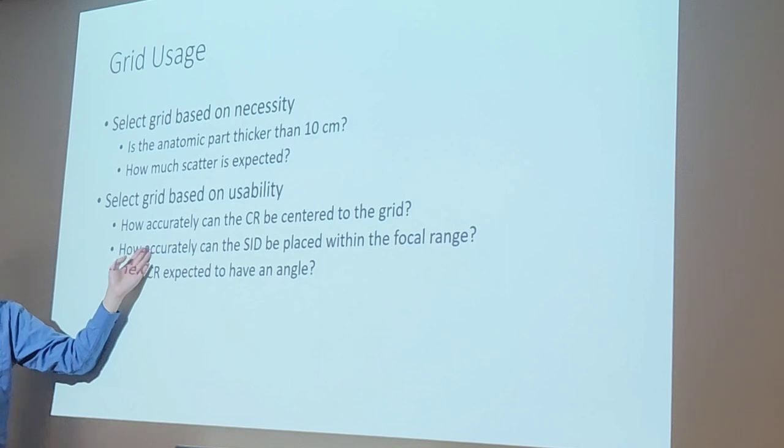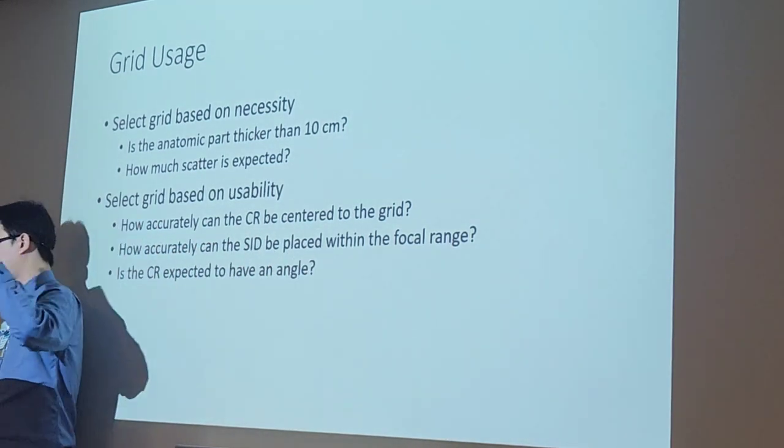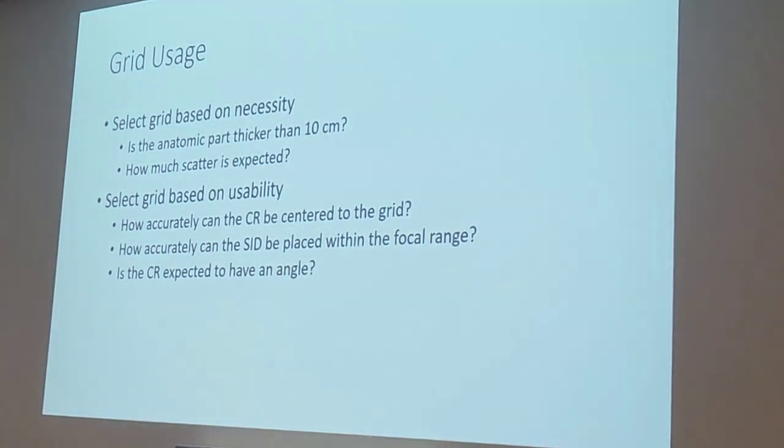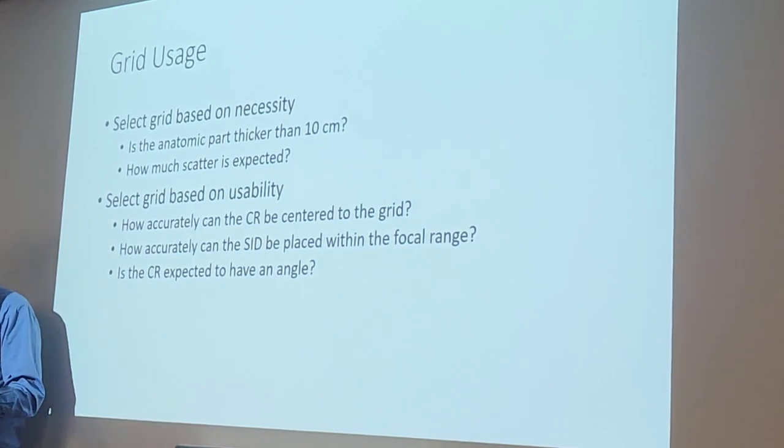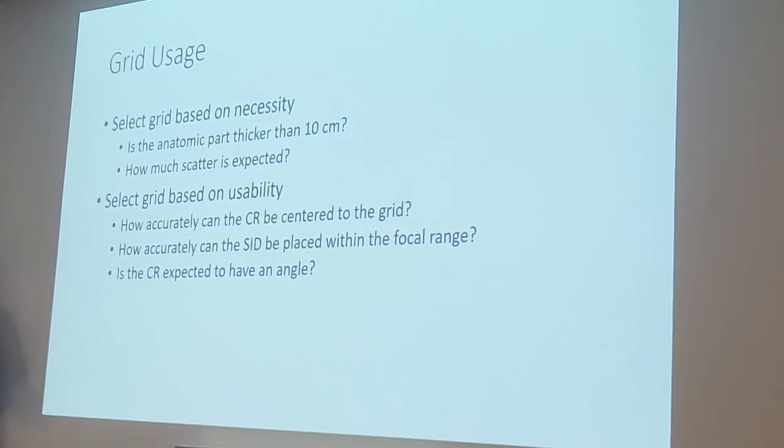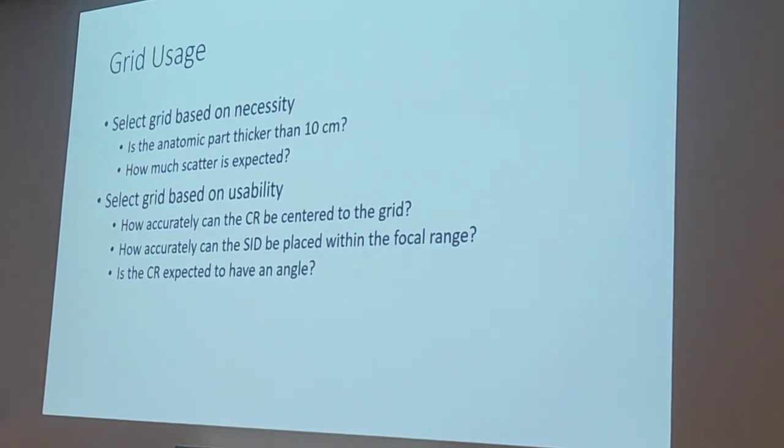How accurately can you put the SID in the focal range? If all you have is a focused grid and you can't measure your SID for whatever reason, should you use the focused grid? What if you don't know what the focal range of that grid is? Should you use the grid? So you need to make that decision. I don't know what kind of grid this is, and I don't know what SID I'm supposed to use with it, so I am probably going to try not to use this grid to avoid grid cutoff artifacts. That's a reasonable conclusion.